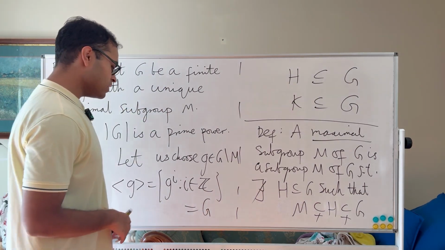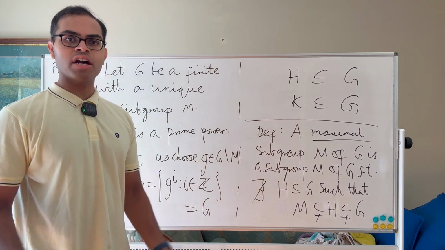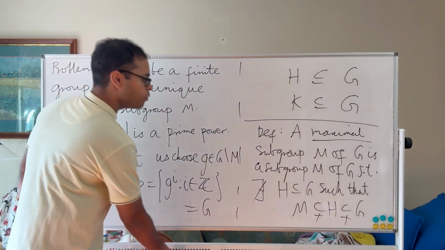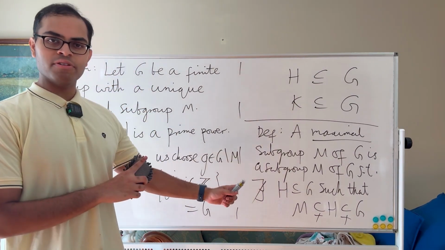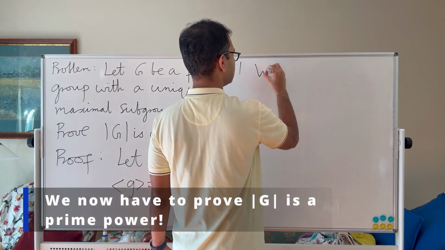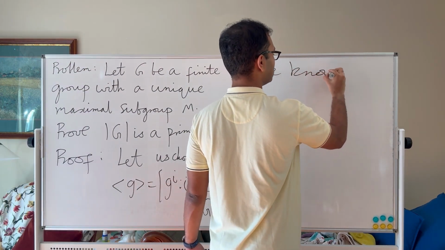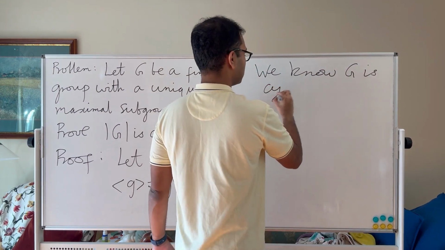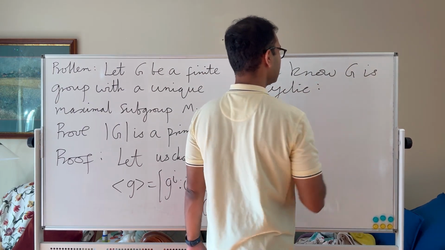This is a beautiful application of using the subgroup structure to conclude something about the group. We know that G is cyclic, and now we're going to complete the argument. We know G is cyclic now. So we found a generator of G. We know G is cyclic, and therefore we can say, what is a cyclic group?